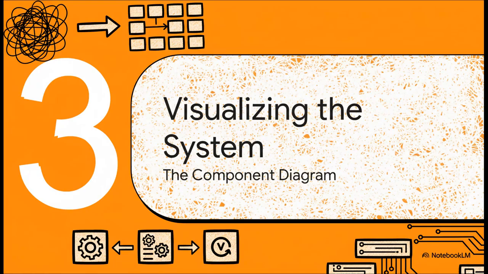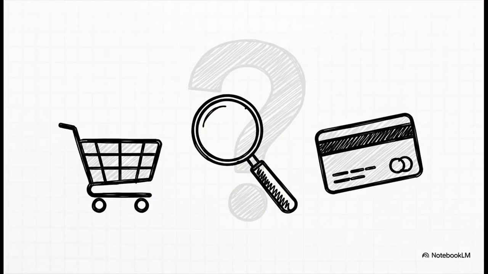Okay, so we have these powerful modular bricks. But how do we see how they all fit together to build the whole house? For that, architects use a very specific kind of blueprint. It's called a component diagram. The best way to get a feel for this is to just build one together. So let's use a simple online shopping system as our example, and we'll reveal it piece by piece so you can see exactly how these different components talk to each other.